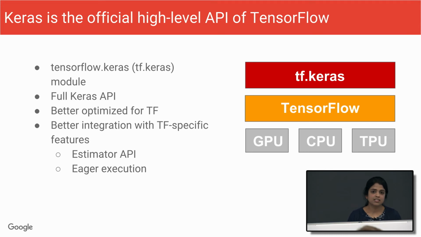The TensorFlow Keras module is called tf.keras, and tf.keras is optimized especially for TensorFlow, and it provides all the TensorFlow features such as TensorFlow eager execution. It is integrated with the TensorFlow Estimator high-level API for better serving.